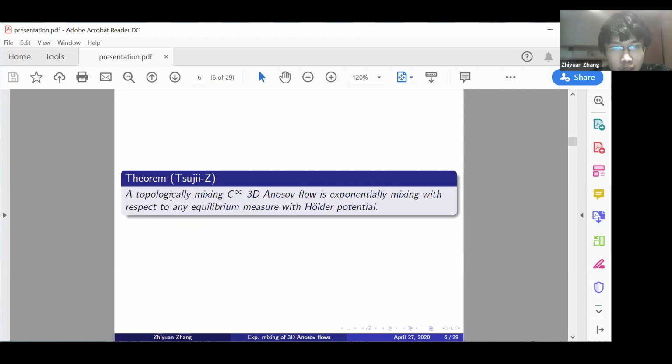What we show is that if you consider a three-dimensional Anosov flow and you assume that the regularity is C infinity, then you can have exponential mixing with respect to any equilibrium measure with Hölder potential.